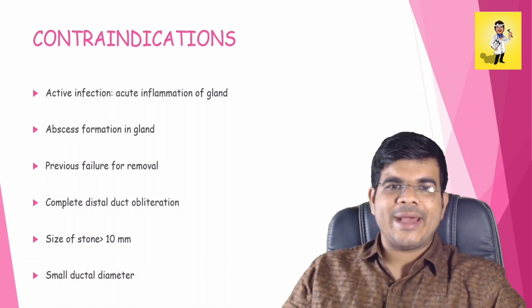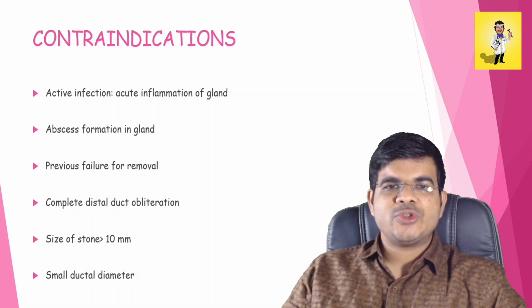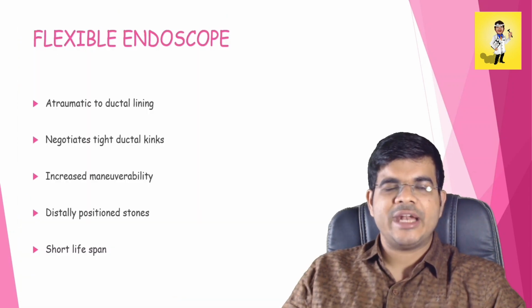Now, what are the types of sialendoscopes? Sialendoscope can be rigid, like Mammootty's dance. It gives crisp, clear optics, but the problem is that it can be traumatic to the lining, whereas flexible sialendoscopes are like Mohanlal's dance, very flexible and easily maneuverable. It is atraumatic to the ductal lining, and it can be used for distally positioned stone. And the only problem with this flexible endoscope is that it has a short lifespan.